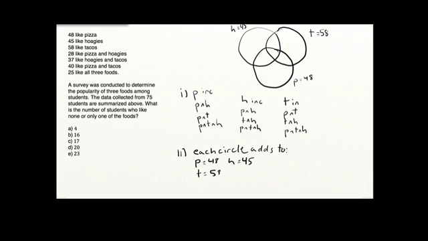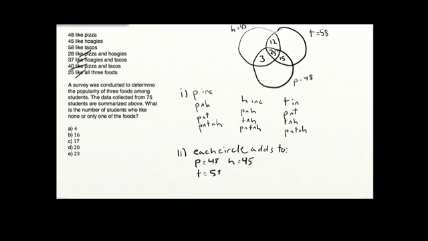If we look at this graphically, we've got 25 in the center that like all 3. Now, we know that pizza and tacos yields 40, but 25 of those are here, triple counted, so the double-counted part is 15. Now 37 like hoagies and tacos. That's 25 already counted, so we've got 12 more here to make 37. 28 like pizza and hoagies. We've got 25 already counted, so we've got 3 here.